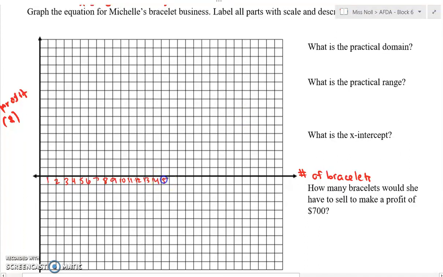And then on the y-axis, we have her profit. Since she's selling them for $20, we probably would count by something like 10s or 20s. We want to at least get down to negative 100 so that we can plot our y-intercept. So I'm just going to count by, let's do negative 10, negative 20, 30, 40, 50, 60. And then we'll go up by 10s: 10, 20, 30, 40, and so on.